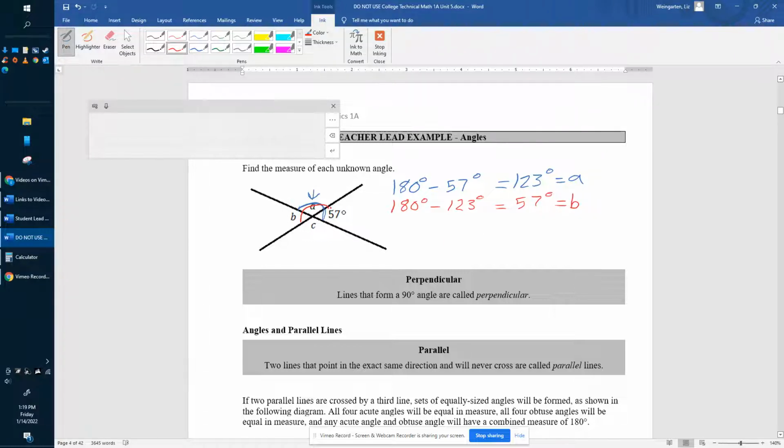This is a nice property to know. When you have a line that's cut by another line, the opposite angles are always going to be equal. So that's something you can remember so you don't have to calculate that every time. Angle C is opposite of angle A, so we can use the property that we just learned, and angle C is 123 degrees, just like angle A.